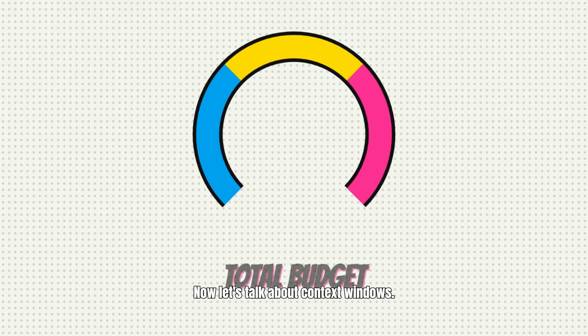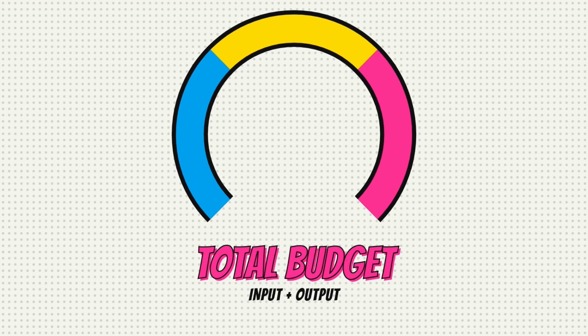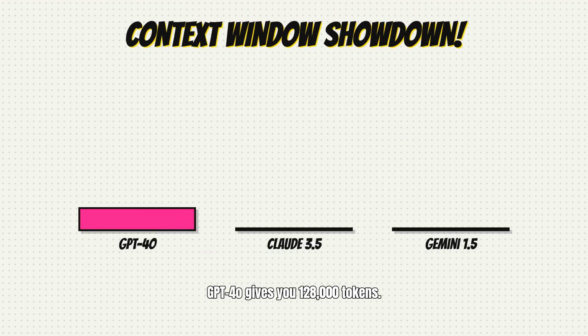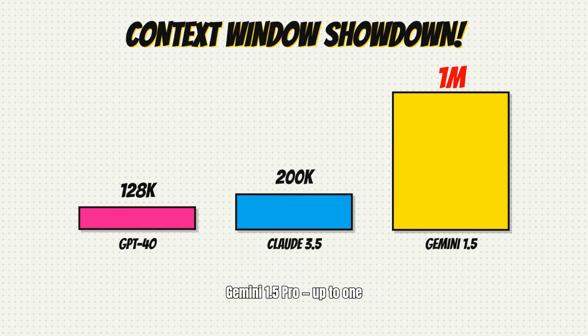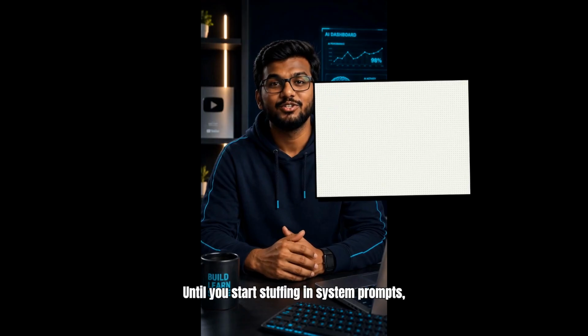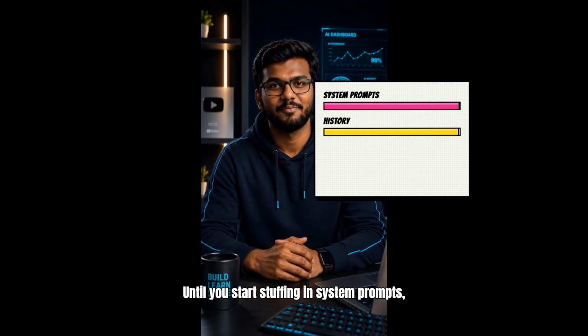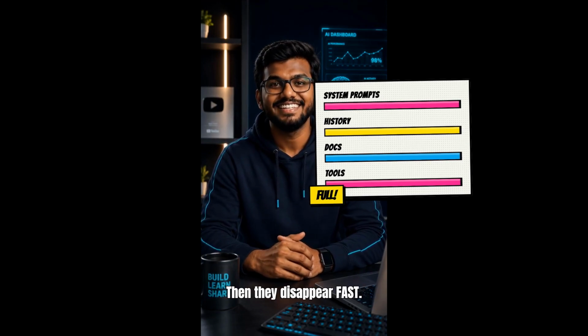Now let's talk about context windows. The budget you are always spending. The total token budget. Input plus output combined. GPT-4o gives you 128,000 tokens. Claude 3.5 Sonnet 200,000. Gemini 1.5 Pro up to 1 million. These numbers sound enormous until you start stuffing in system prompts, conversation history, retrieved documents, and tool outputs. Then they disappear fast. Back to that interview question, what happens when you hit the limit?